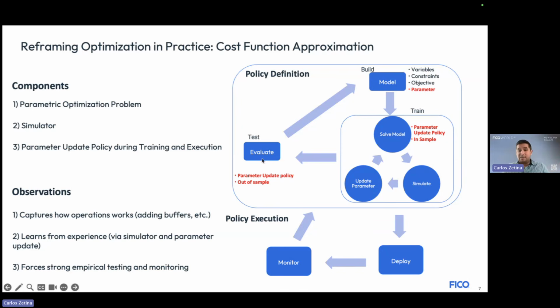This is just the part to build the policy itself. And then you have the actual execution outside in the environment. You deploy it, you monitor it, and if you notice there is some degradation in the performance, then you can revisit this entire step again. Okay, so that in a nutshell is cost function approximations.